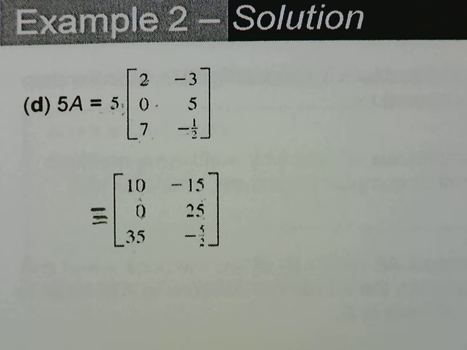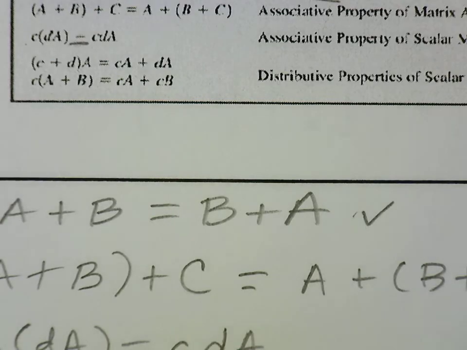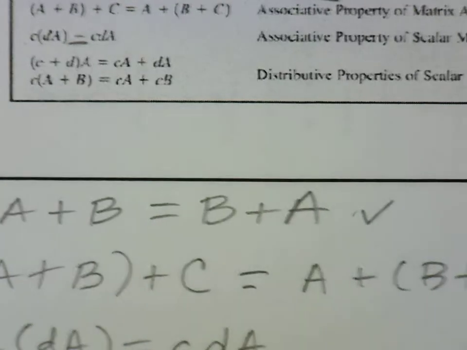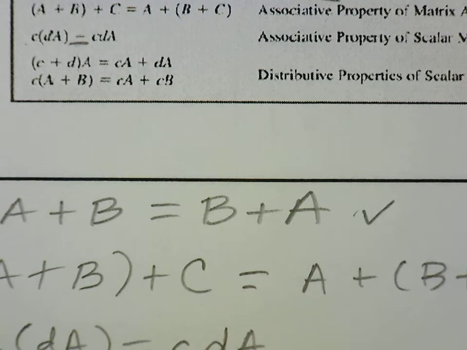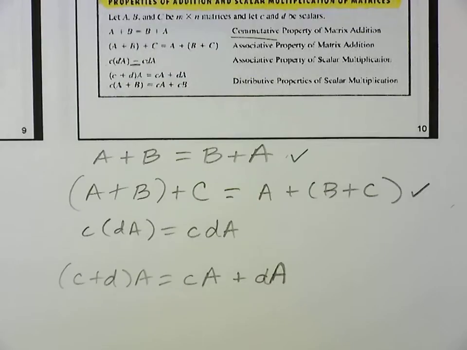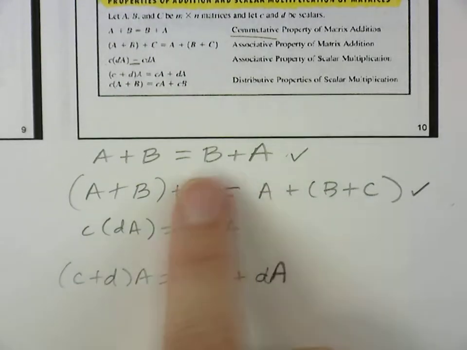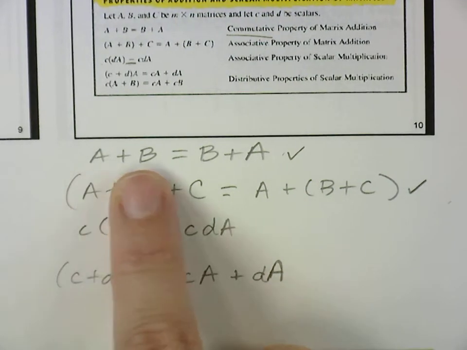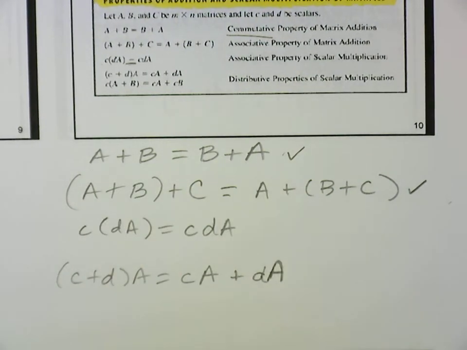Good? All right. The next chart is going to go over a few properties that hold for addition and scalar multiplication. And not all of your properties are going to hold. So these are the ones that do. The first one is the commutative property. And that tells us it doesn't matter if we add A plus B or B plus A. Okay, you're still going to get the same final result.